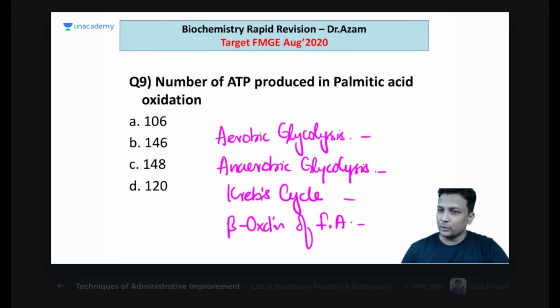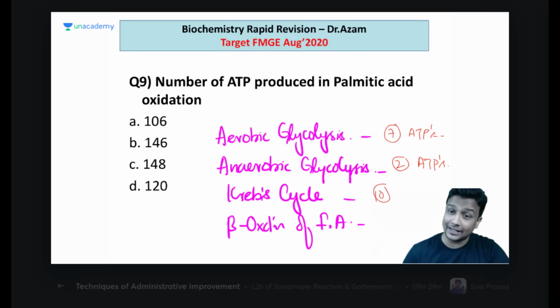One, you have to remember aerobic glycolysis. What is the net gain? There will be 7 ATPs produced in aerobic glycolysis. Anaerobic glycolysis, there will be 2 ATPs, net gain. In the Krebs cycle, you have to remember, net gain will be 10 ATPs, guys. And in the beta oxidation of fatty acid, that will be 106 ATPs.